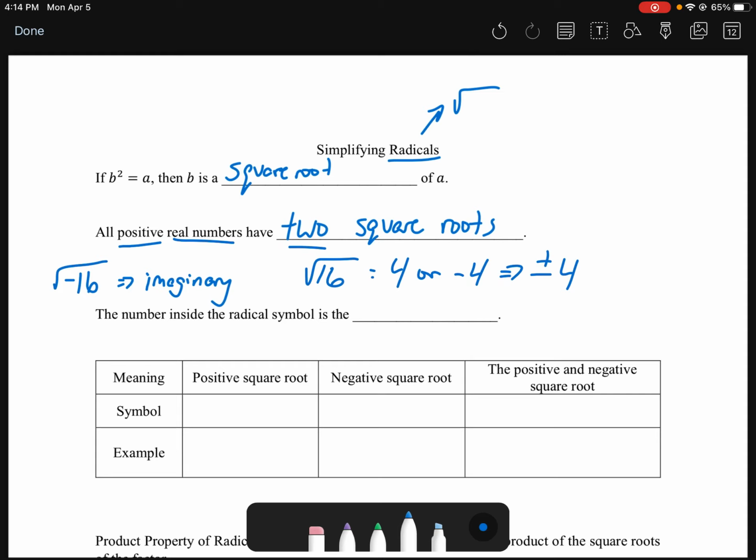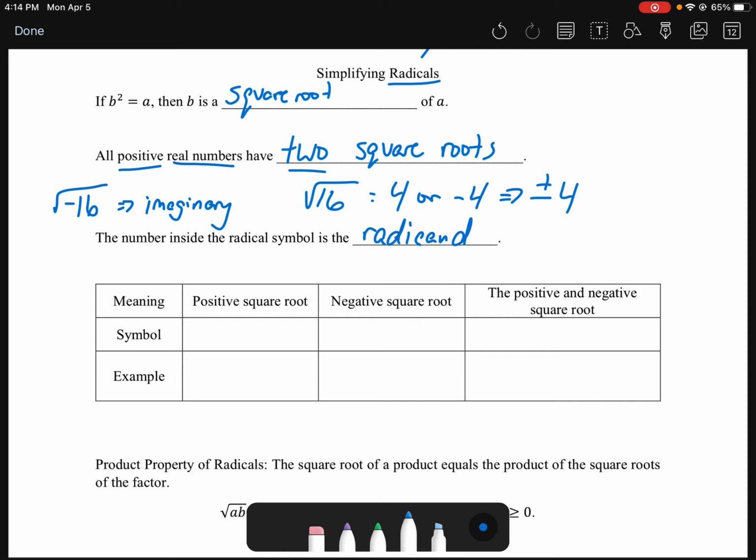Now the number inside of the radical is called the radicand. Just to show some kind of symbols, when we have a positive square root, it just looks like a regular square root. You don't have to put positive in front of it.